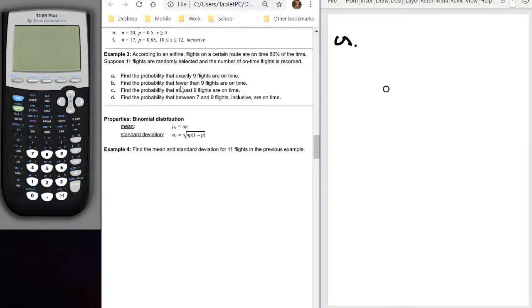A binomial experiment needs the number of trials that are fixed, the probability of success, and then we're looking for a certain number of successes in those total trials. So here we're taking 11 flights randomly selected. So the number of trials in part A is 11. Here it says that 80% of flights are on time. That's our probability of success. And we're looking for exactly 9 flights on time.